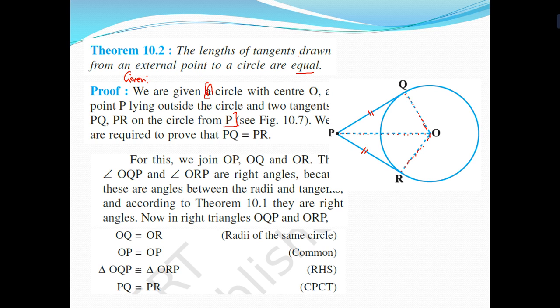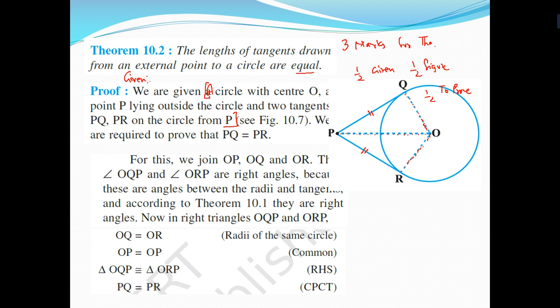So again I am explaining the 3 marks theorem from chapter number 3. 3 marks for the theorem. Half marks for given, half marks for figure, and half marks for to prove. So these 3 things we can already draw properly.